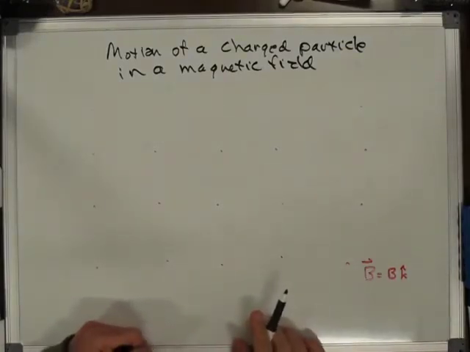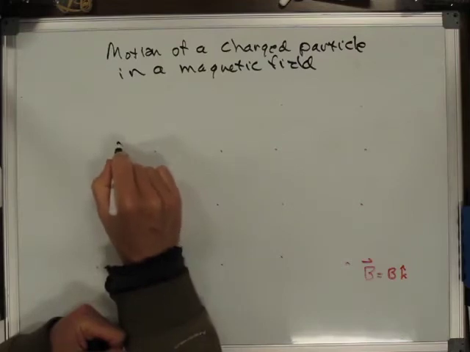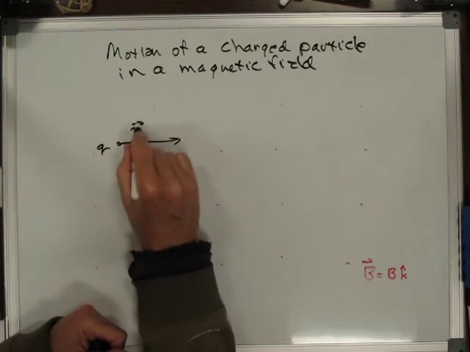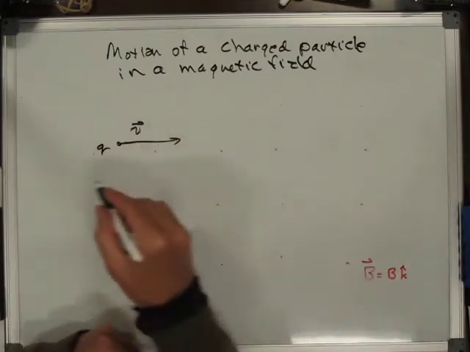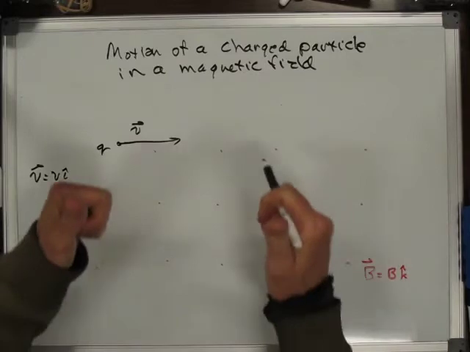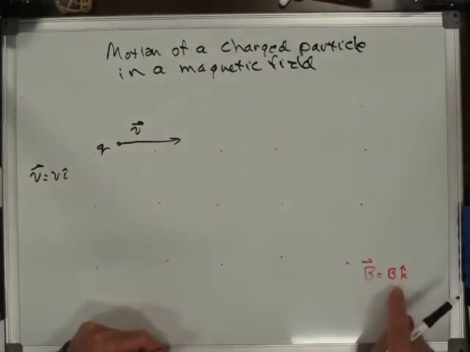So this is motion of a charged particle in a magnetic field. We're going to say we have some particle Q, and it's moving with velocity v, say in the plus x direction initially, right? And so v is equal to v i hat. The magnetic field is pointing out of the board. Those are the arrow tips, right? And so B vector is equal to B k hat.